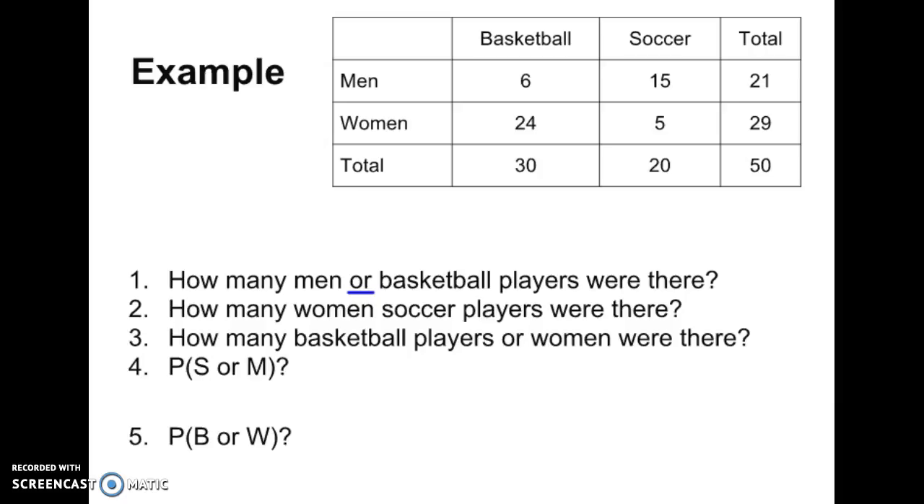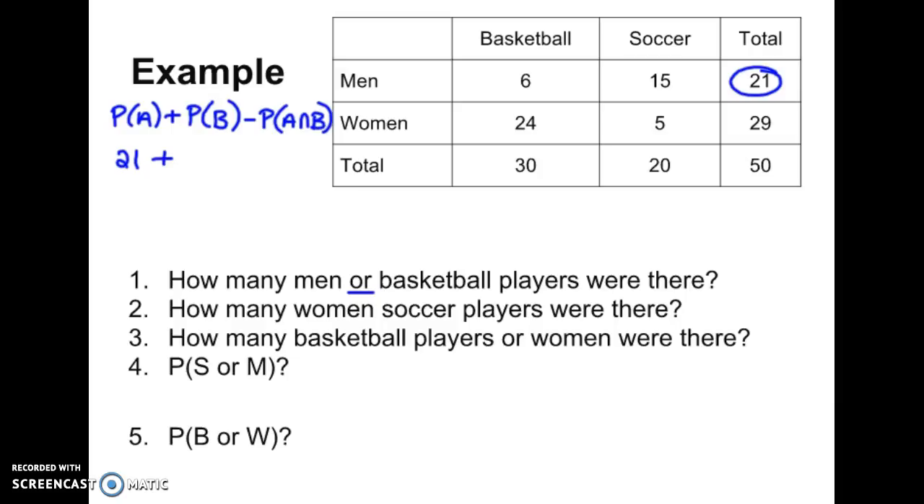So again, I'm going to write the little formula up here. So probability of A plus the probability of B minus the probability of both of them occurring, A and B. Okay, and I'm just going to go ahead and do that for number 1. So it says how many men or basketball players were there? So let's look at men. The total number of men was 21.